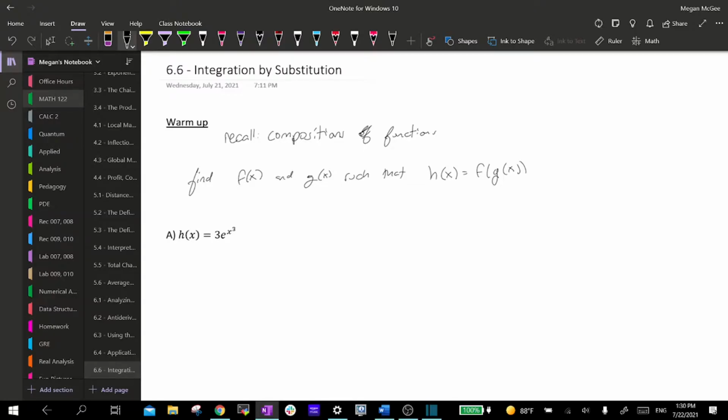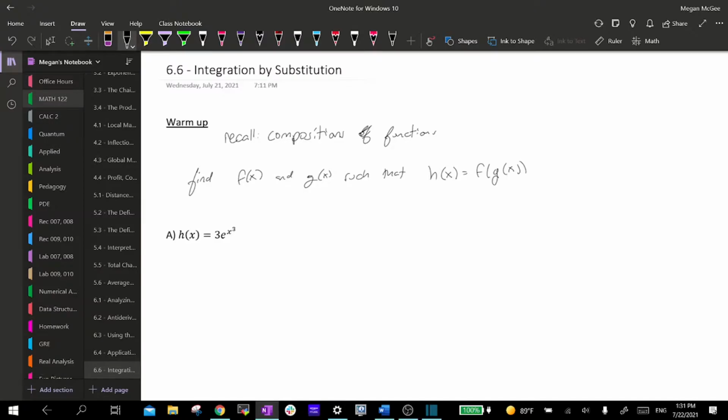All right, so we have part A, we're given h of x, and we want to find the f of x and g of x that can create h of x. Basically we're looking for the inside and the outside functions. Kind of think about the chain rule, our compositions of functions, things like that.